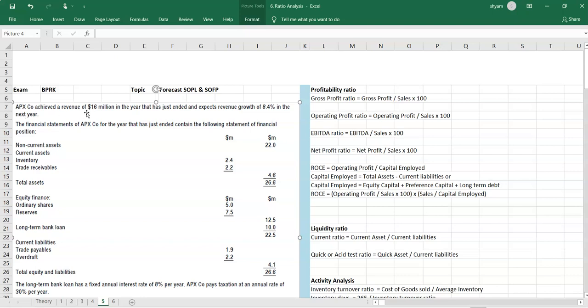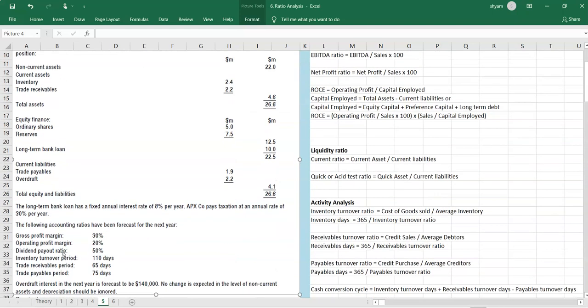So we'll read the question here. APX Co achieved a revenue of 16 million in the year that has just ended and expects revenue growth of 8.4% in the next year. So the current year revenue is 16 million. Next year it is going to grow by 8.4%. The financial statements of APX Co for the year that has just ended contain the following statements of financial position. They have given current asset, inventory, trade receivable, then ordinary shares, reserve, then long-term bank loan, current liability, trade payables and overdraft. So they have given all these data.